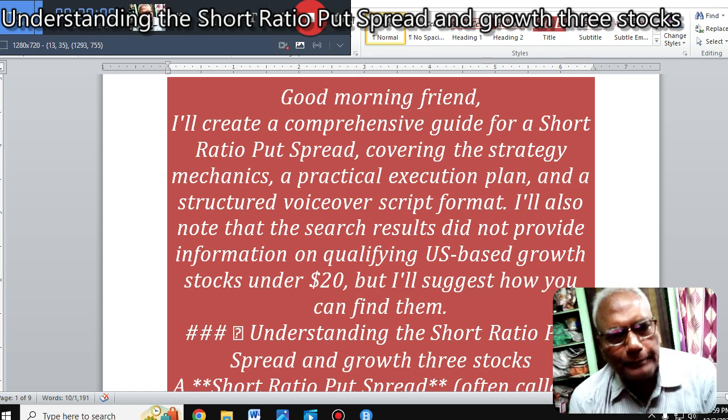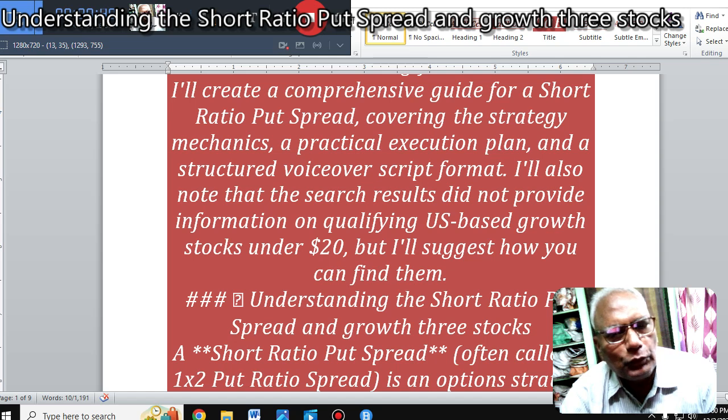Good morning, friend. I will create a comprehensive guide for a short ratio put spread covering the strategy, mechanics, a practical execution plan, and a structured voiceover script format. I will also note that the search result did not provide information on qualifying US-based growth stocks under $20, but I will suggest how you can find them.